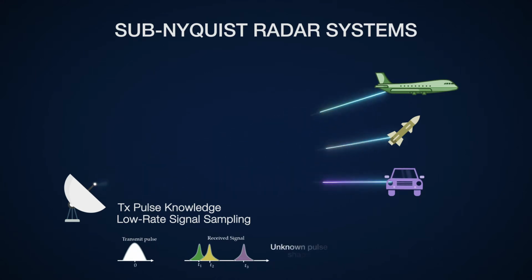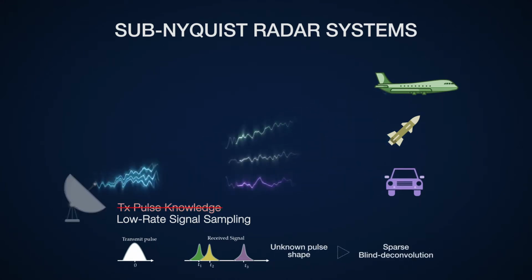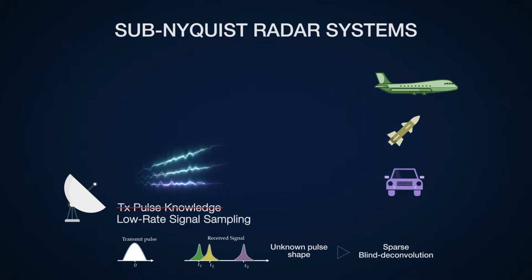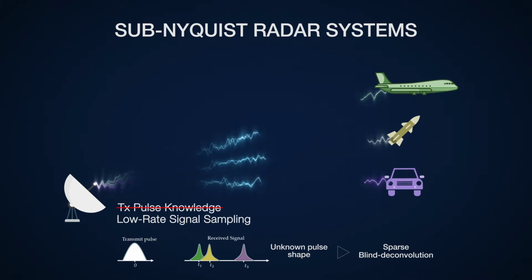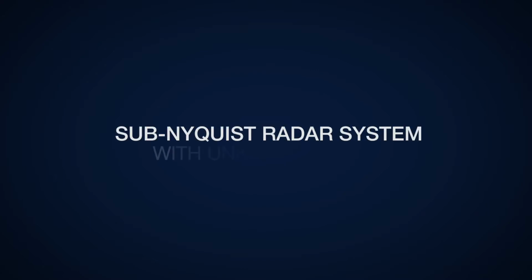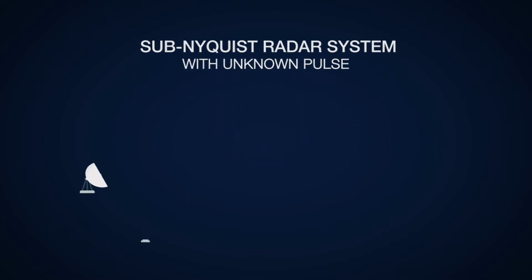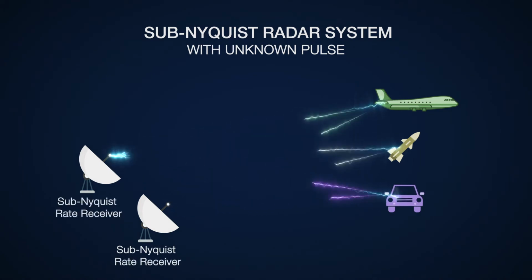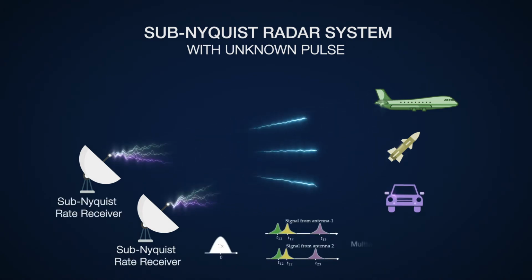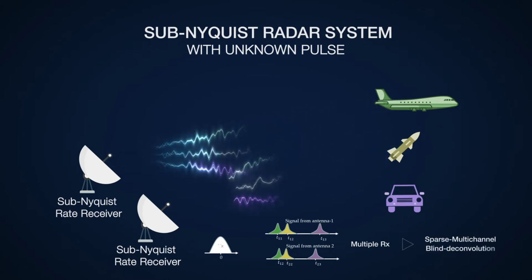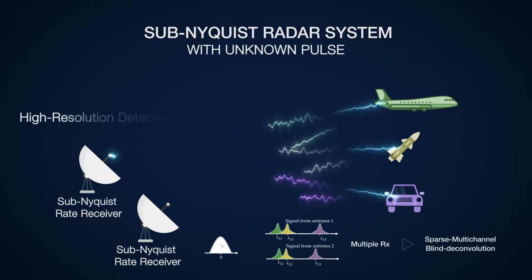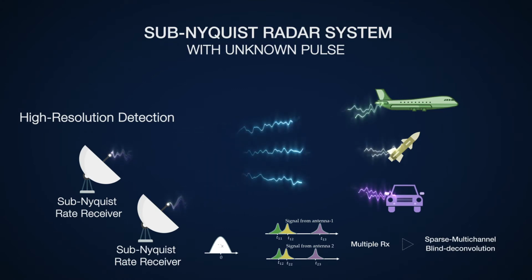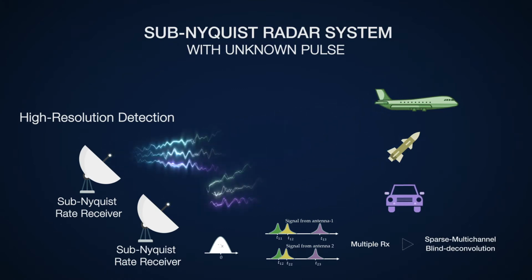In practice, however, the transmit pulse may be distorted or changed during transmission due to weather conditions, making sub-Nyquist systems inapplicable. In this demo, we introduce a sub-Nyquist radar system with unknown pulse. The system utilizes additional low-cost and low-power receivers that operate at sub-Nyquist rate. By using results from sparse multi-channel blind deconvolution, the system produces high-resolution target detection without knowledge of the transmitted pulse shape.